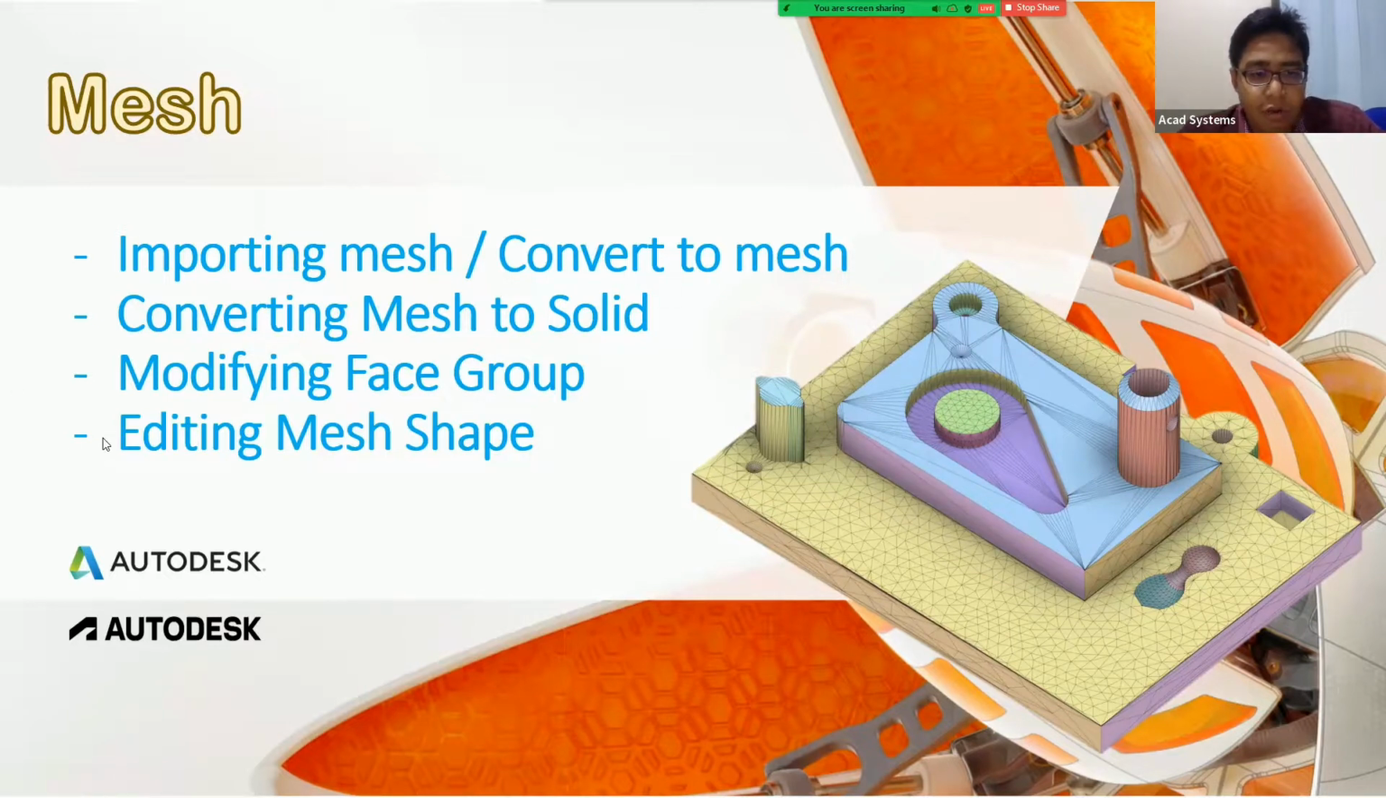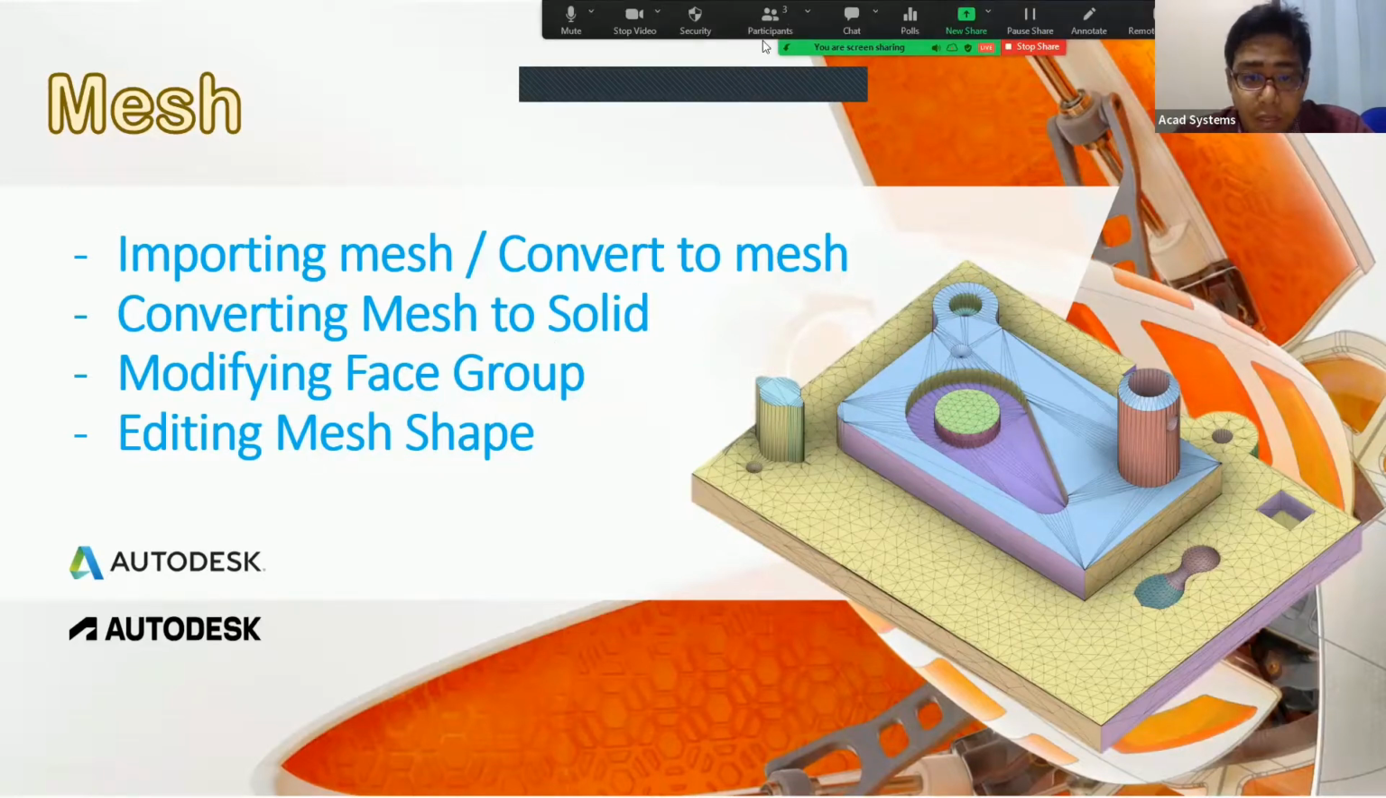And then the next one, we're going to edit the mesh shape itself. So usually inside of CAD software, you cannot edit a mesh file. So we're going to convert mesh into solid so we can edit the file itself. But inside of Fusion, we can also edit the mesh inside of the mesh tool itself without converting into a solid. So that is basically what we're going to take today.